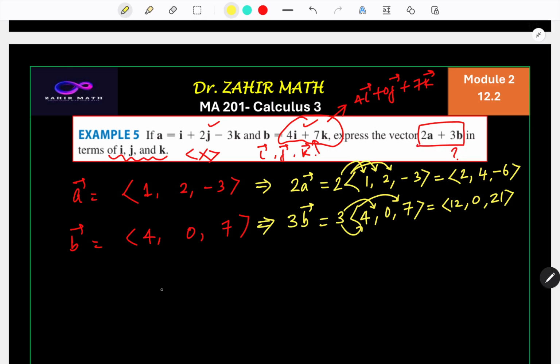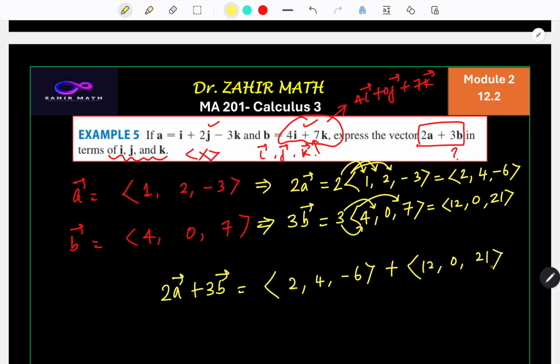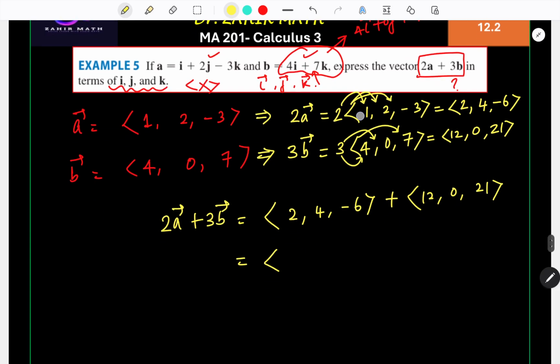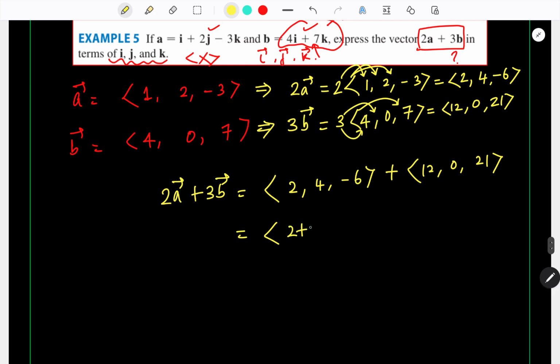Okay, right. So now we are going to calculate the 2a plus 3b vector. That is your question. What is your 2a? 2 comma 4 comma minus 6. And then plus what's your 3b? 12 comma 0 comma 21. So this is equal to 2 plus 12 comma 4 plus 0 comma minus 6 plus 21. So 12 plus 2 is 14, 4 plus 0 is 4, and minus 6 plus 21 is going to be 15.